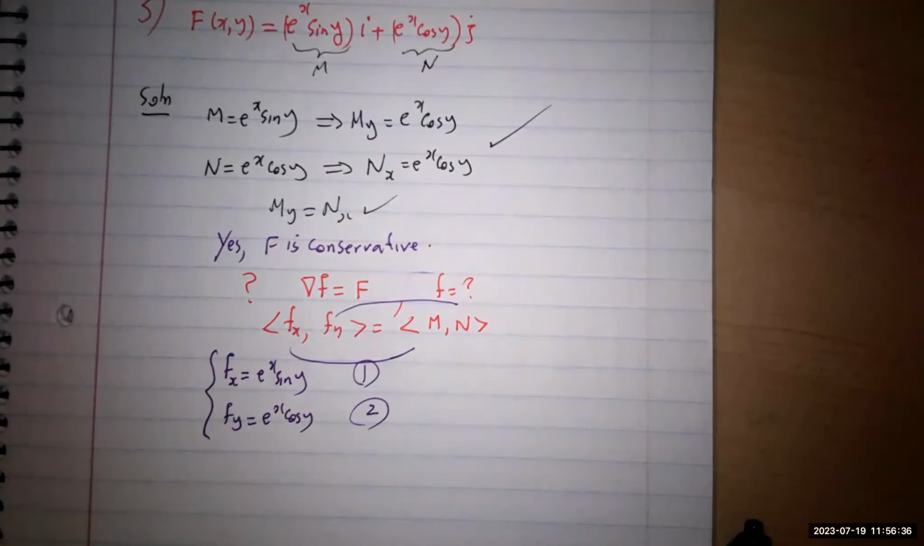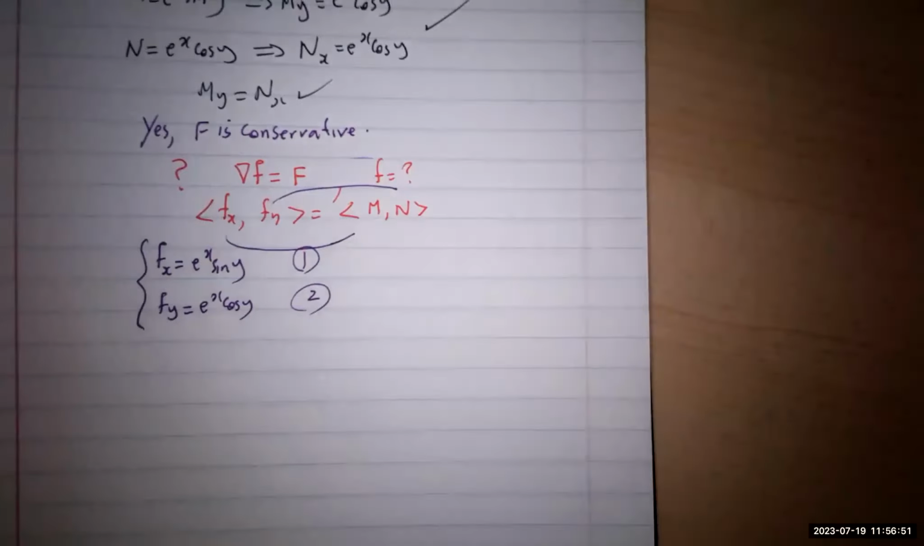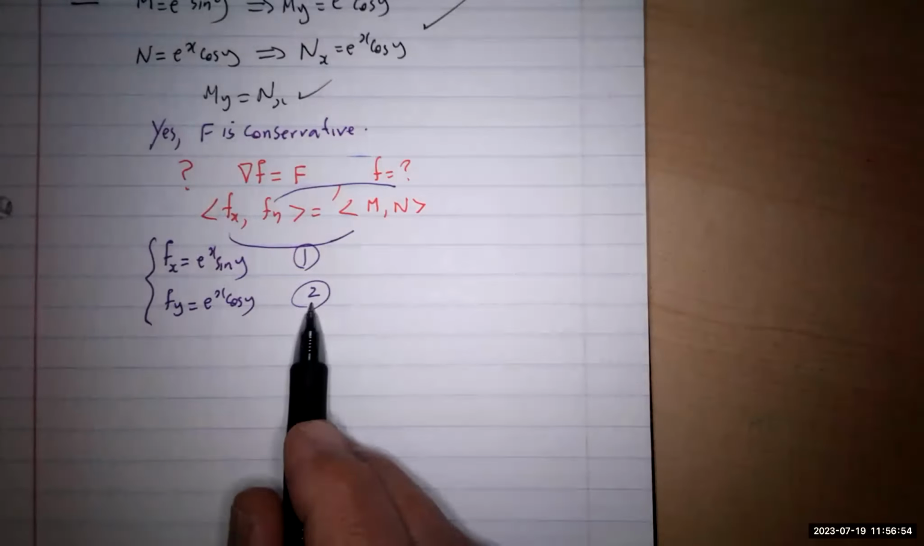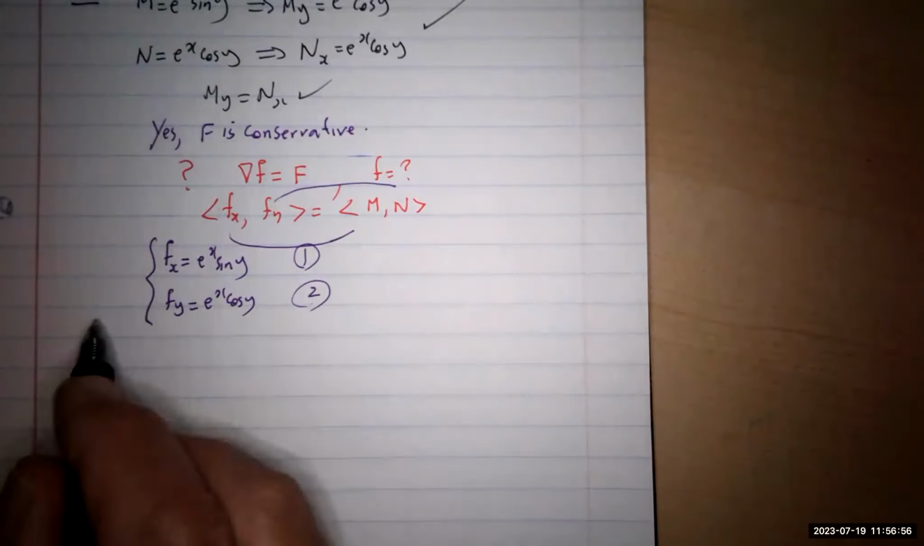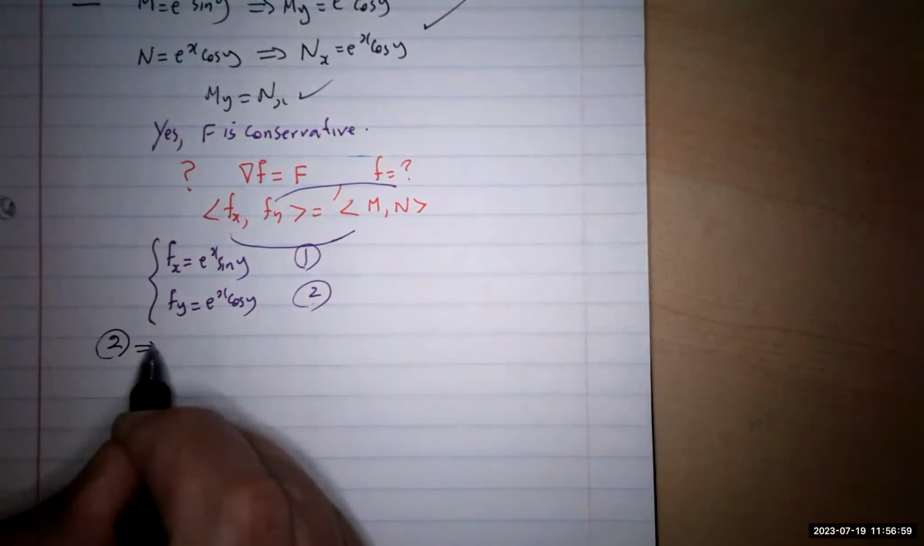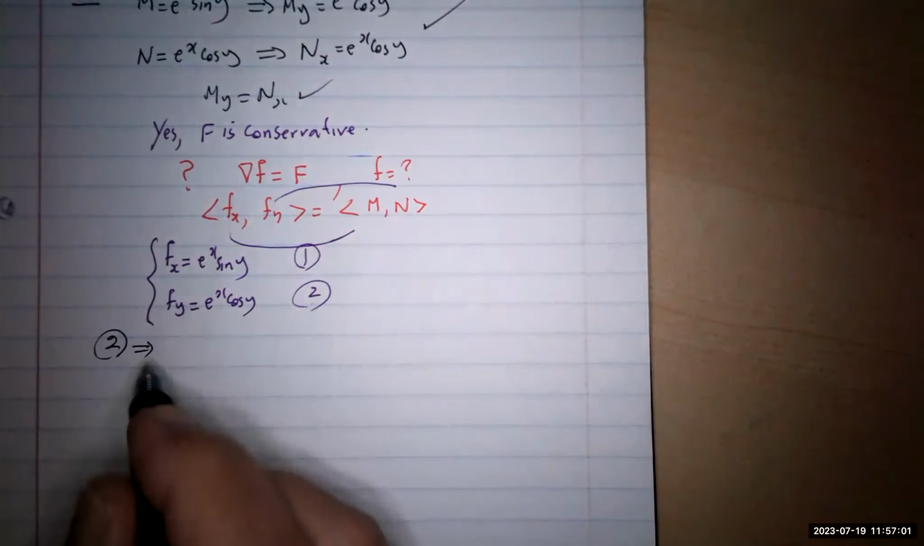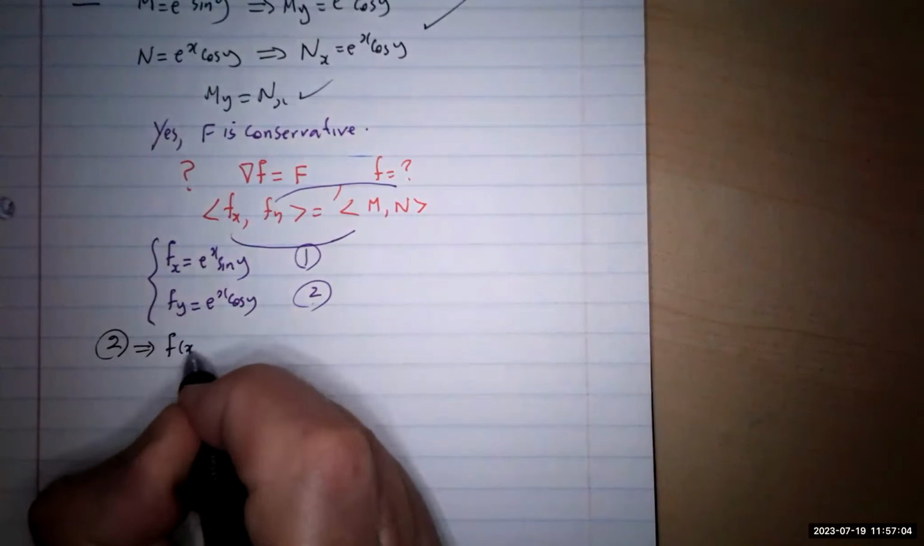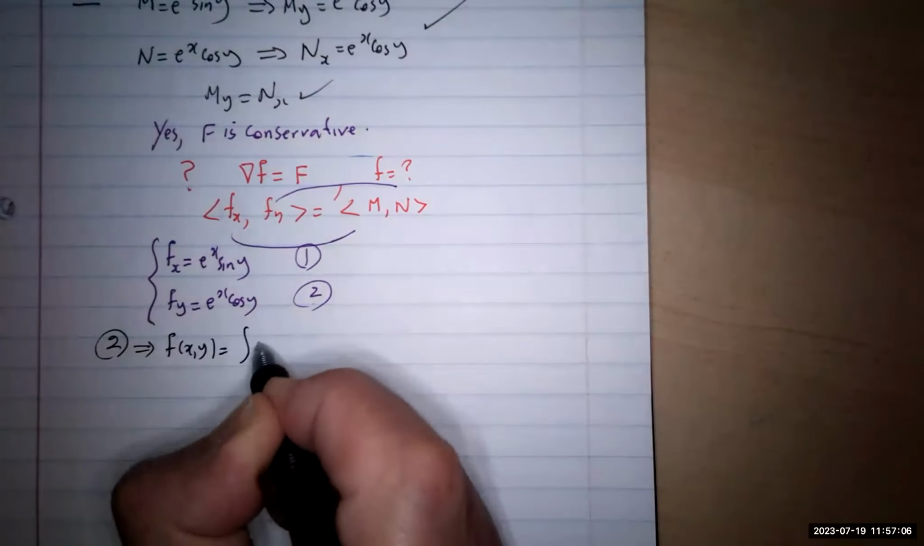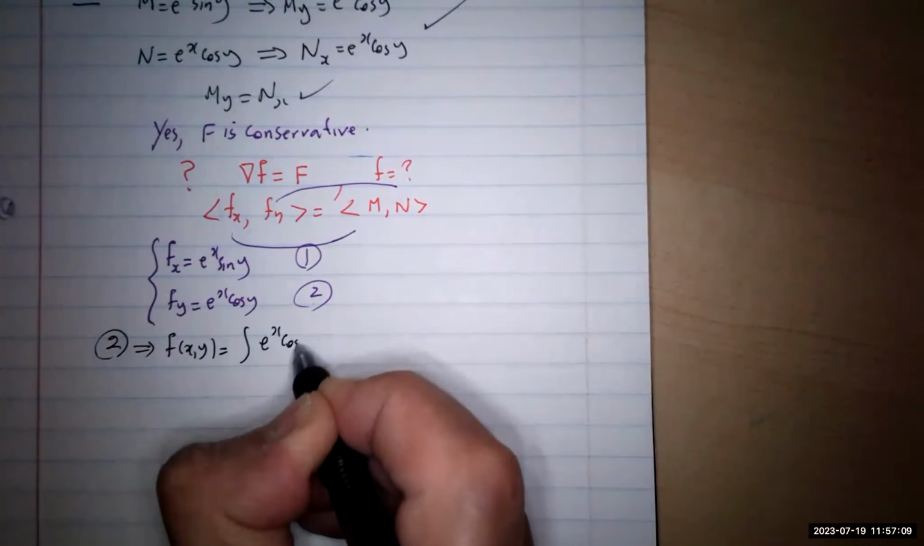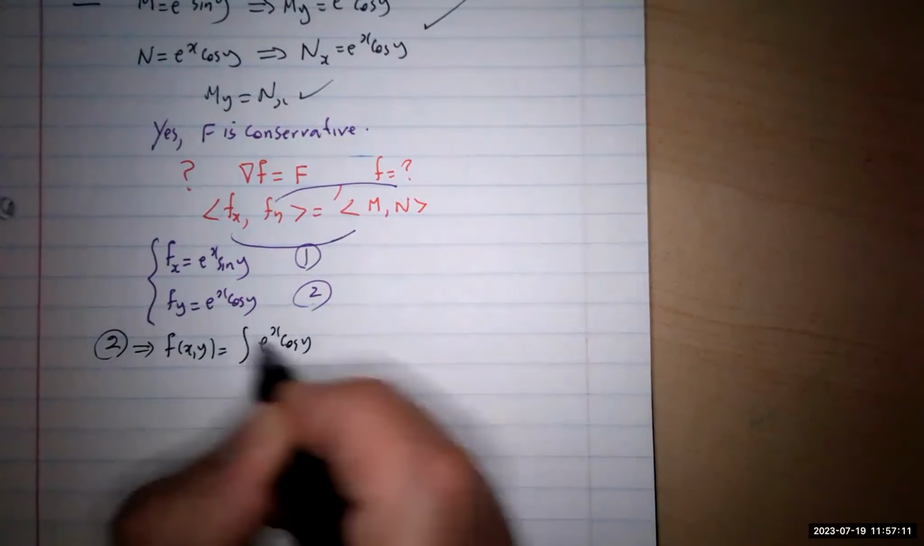Again, you have to integrate. You can start with integrating the first one or the second one. Both of them are the same, but I do the second one first, because I want you to see the second option, but you can do the first if you like. So from the second one, I integrate with respect to y. That gives me f of x comma y equal to the integral of e to the x cosine y dy.